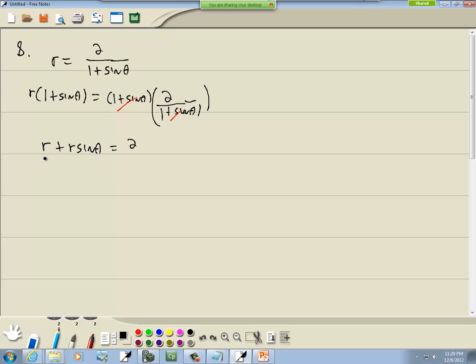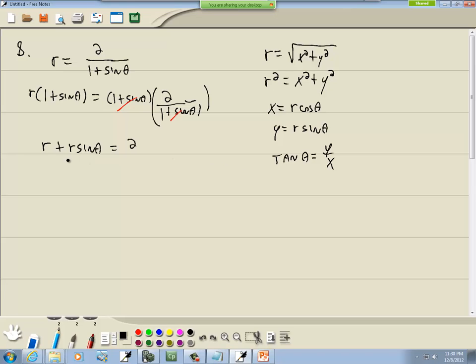Equals 2. Now, to convert this to a rectangular equation, recall r is equal to the square root of x squared plus y squared. R squared is equal to x squared plus y squared. X is equal to r cosine theta, and y is equal to r sine theta. And then another one you may have to use, tangent theta is equal to y over x. So r here is the square root of x squared plus y squared, plus r sine theta is y, equals 2.